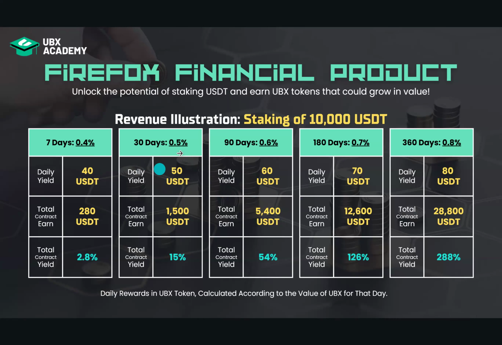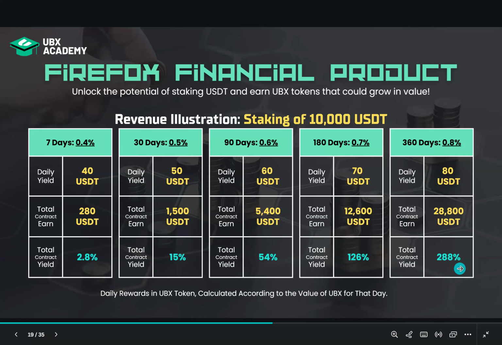Likewise, for 30 days, based on 0.5%, you get 50 USDT. 0.6%, 90 days, you'll get 60 USDT. 180 days is 70 USDT based on 0.7%. 360 days based on 0.8% is 80 USDT. Below here is the total contract earning. It tells you how much you earn after the end of the contract. These are the percentages.